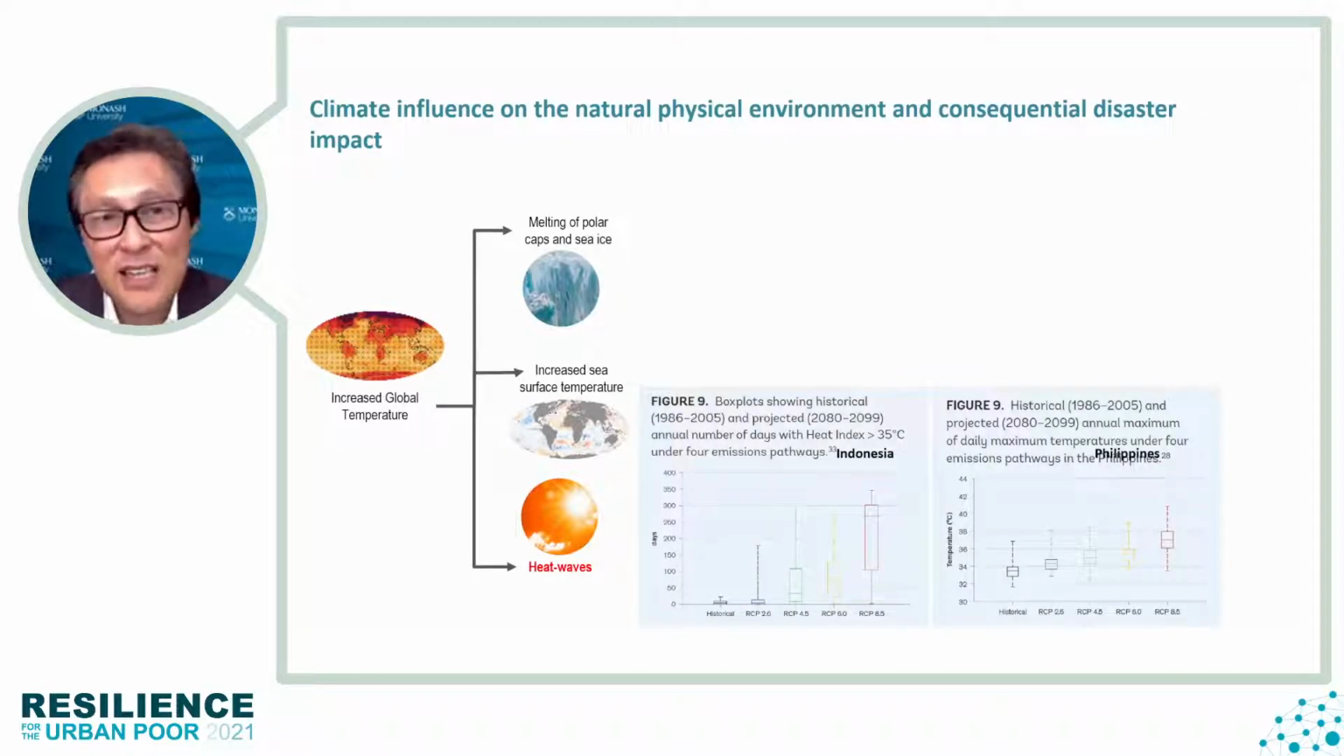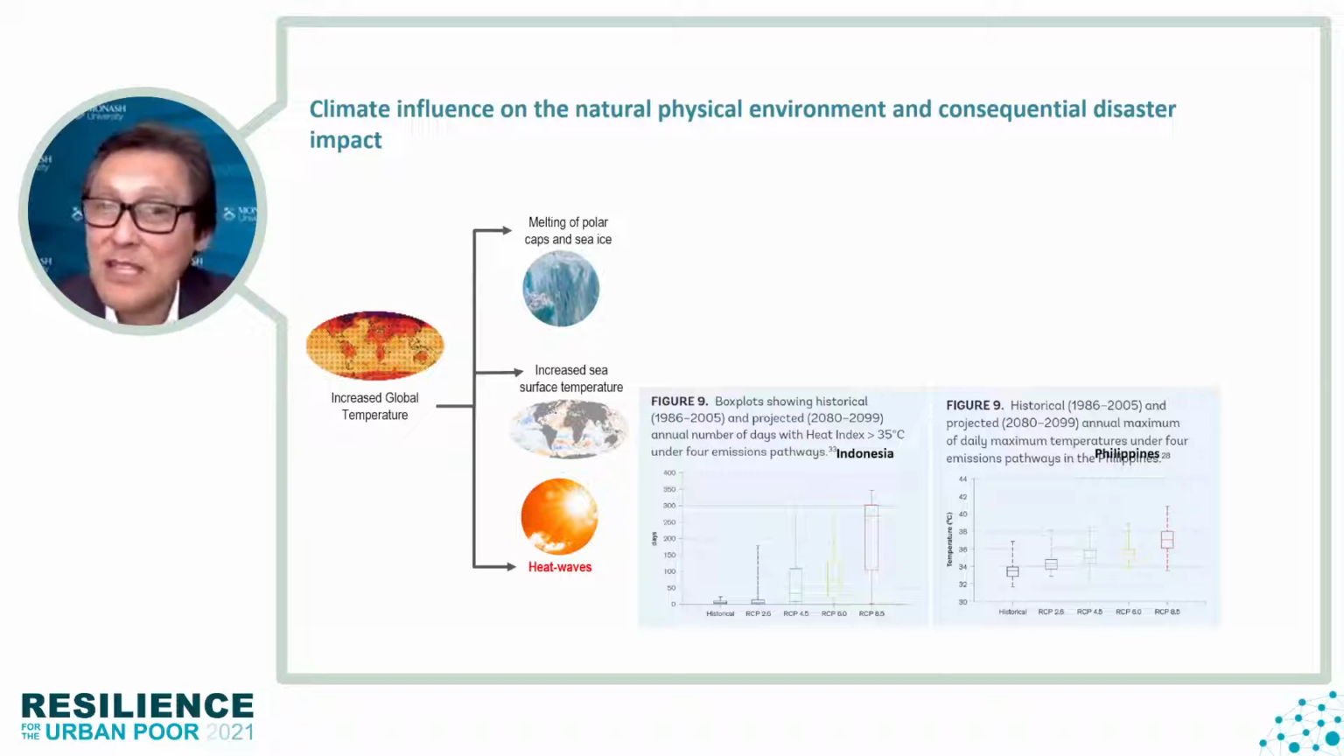And there are three key things that could happen with increased global temperature. There's a melting of polar caps and sea ice, and increased sea surface temperature, which tends to expand and therefore also has a significant impact on global climate. And of course, the most obvious connection is the increase in heat waves. And in fact, if you look at the data that's available and in the discussion paper, you will find reference to this. There are already estimates, depending on what climate model is being used, of the increase in heat wave days in Indonesia.